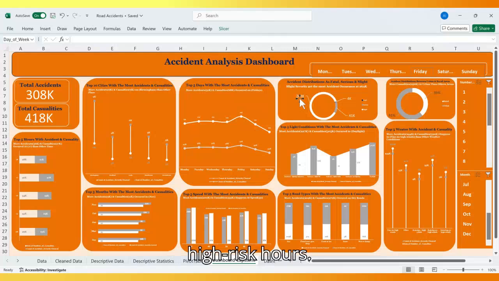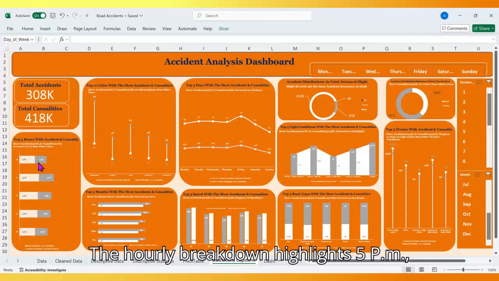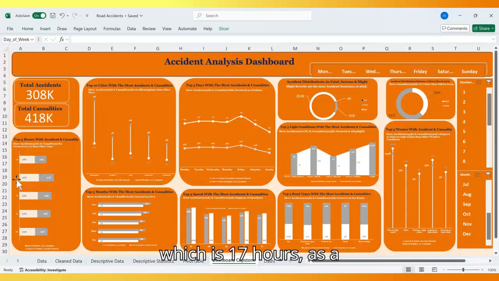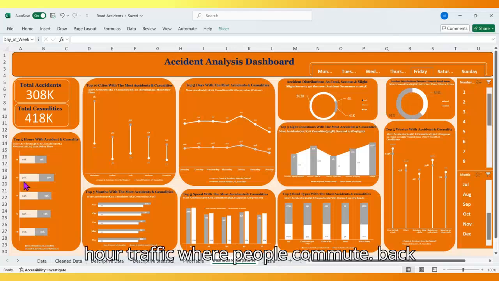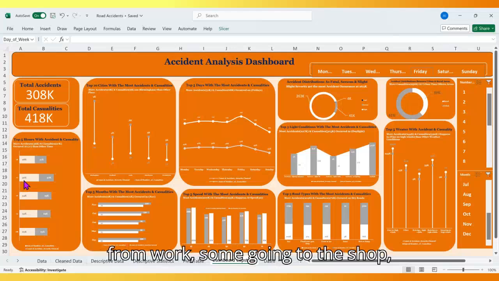Let's look at high-risk hours. This is our analysis by hours. The hourly breakdown highlights 5 p.m., which is 17 hours, as a peak time for accidents, aligning with evening rush hour traffic where people are coming back from work, some going to the shop, maybe some seeing friends. This might be the likely issue that makes accidents more alarming at this time.